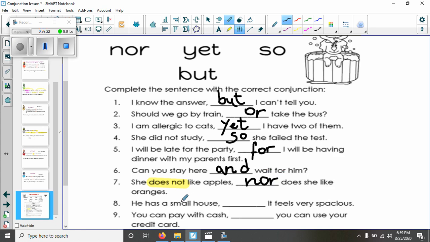Brilliant. He has a small house. It feels very spacious. And we said the meaning of spacious before. Yes, huge. Good. He has a small house. That's a very surprising contrast. Brilliant. Terrific work, Year 3. Yet.